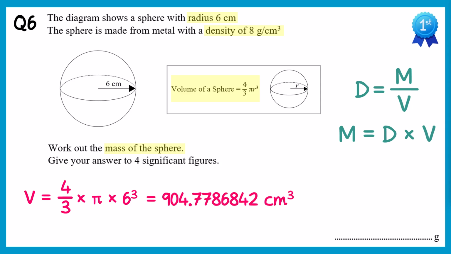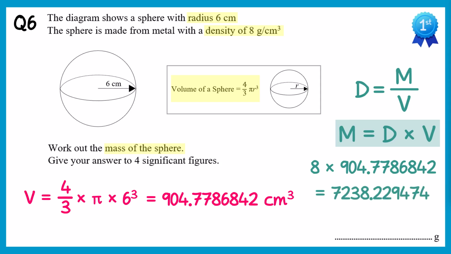We can now use the formula mass equals density times volume. We know the density from the question, that was 8, and we just worked out the volume, so we just multiply those together. So 8 multiplied by 904.7 and so on. If you type this into your calculator, you get this number here. This question does say to give your answer to 4 significant figures, so if we rounded this off, it would be 7,238.